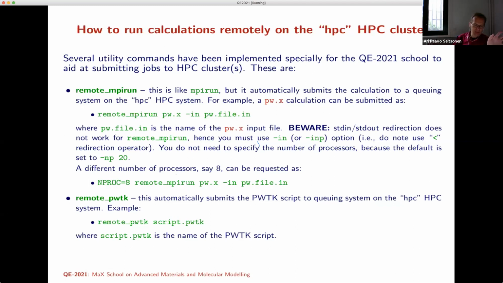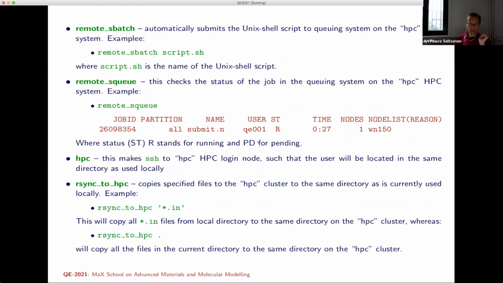So this is a running MPI run. The second one is remote PWTK, and then the name of the script. And then in the output, you will see that it will be launched on the remote cluster. On the next page, if you have another kind of script, you can also use the remote dispatch, but we are not going to use it now.